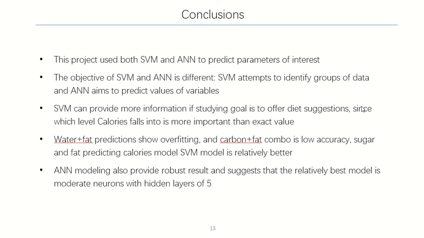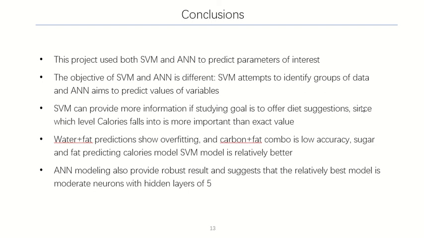If the starting goal is to offer diet suggestions, that means that if we want to predict how much the calories of a certain food is going to fall into a certain level, in this case it's better to use SVM. And for the SVM output, I think the water and fat predictions show a little bit of overfitting, and the carbon plus fat combination has very low accuracy, actually just 10%. So relatively speaking, the sugar and fat model for predicting calories is the relatively better SVM model.